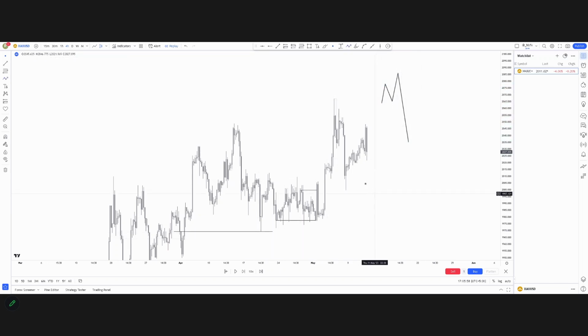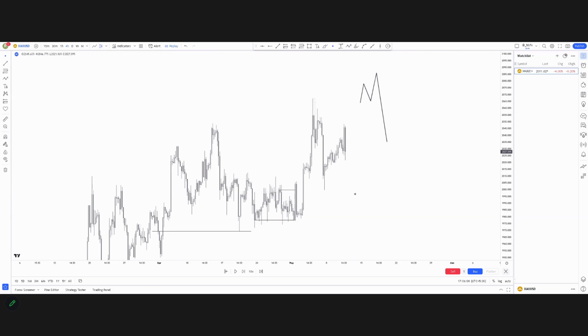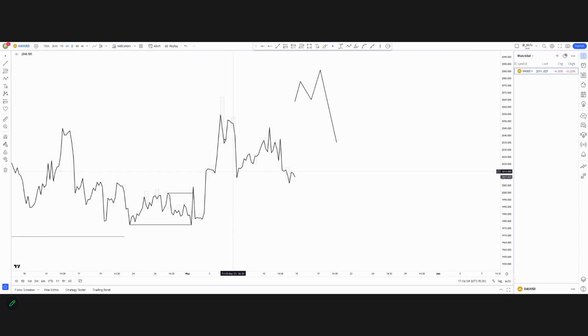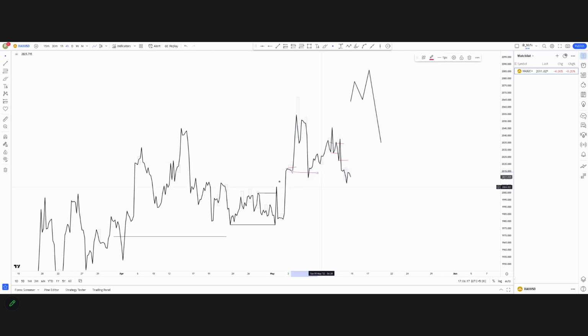Okay, so here we have an obstacle now. Let me take off this one. You see here, sweep, sweep, sweep, sweep, and again sweep, sweep, sweep, sweep. 4 hour is creating many obstacles here. Yeah, it's creating obstacles, but still we are bullish. So I'm anticipating the price to go higher.